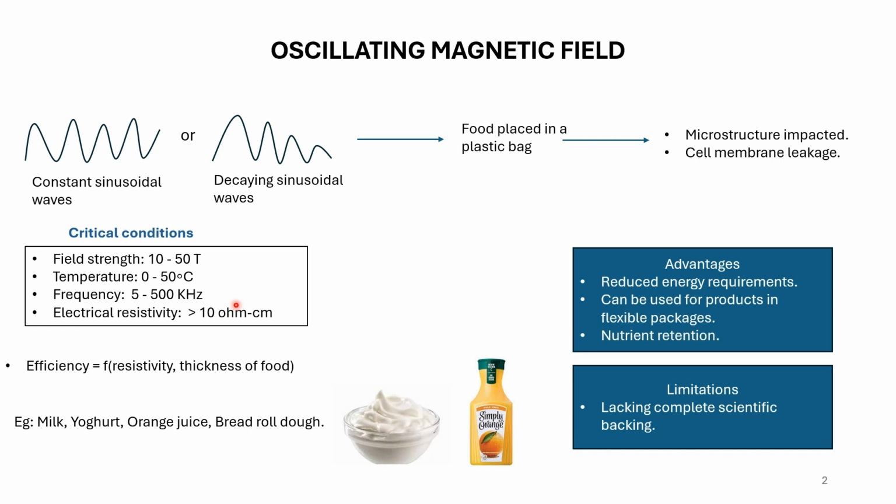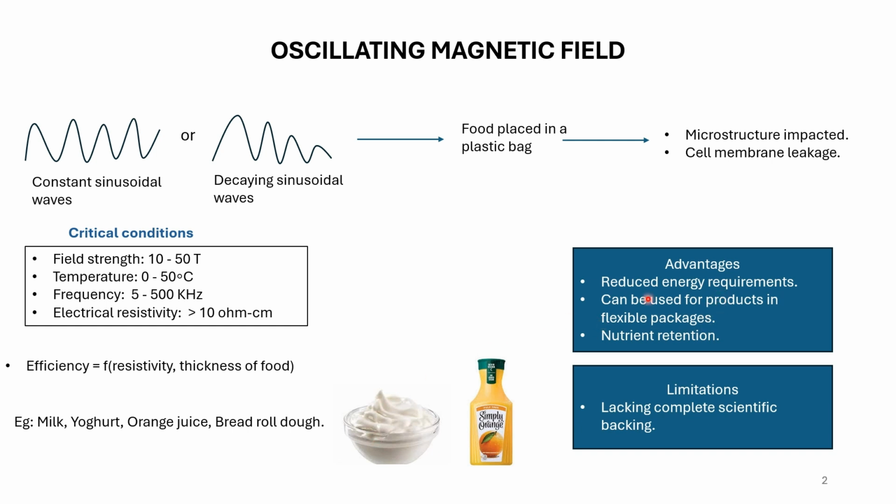Generally, most of the foods that are processed using oscillating magnetic field have greater electrical resistivity, often greater than 10 ohm centimeter. Just to give you an idea, orange juice has an electrical resistivity of 30 ohm centimeter. So it is used in processing of milk, yogurt, orange juice, bread, roll dough, etc.